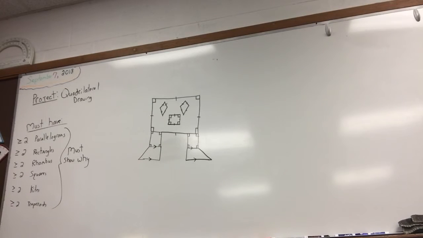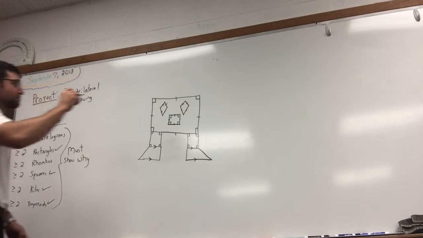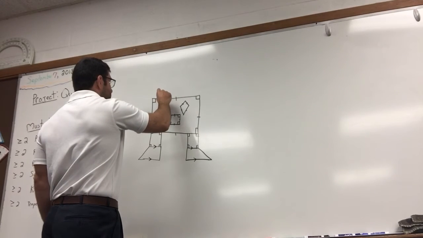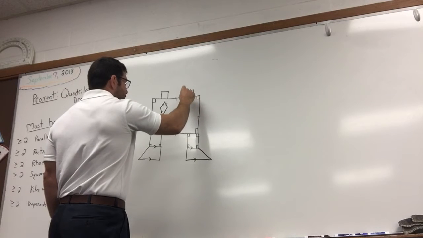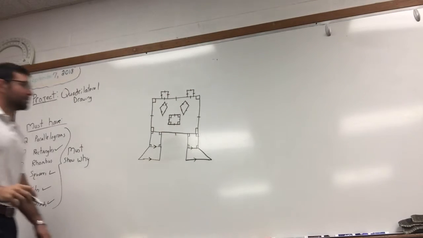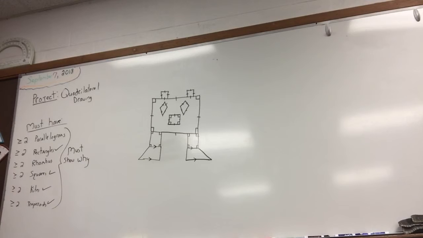Still with me, yes? What am I missing? So I've done two rectangles, two trapezoids, two kites, two squares. Now I need rhombi. Everybody with me? How am I going to show it? Okay, so now I've got my rhombi. What am I missing? I'm missing parallelograms.